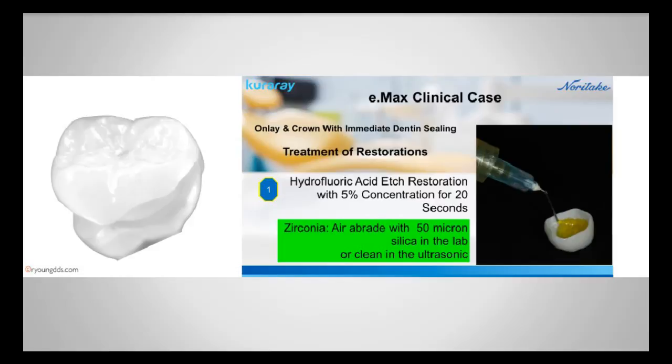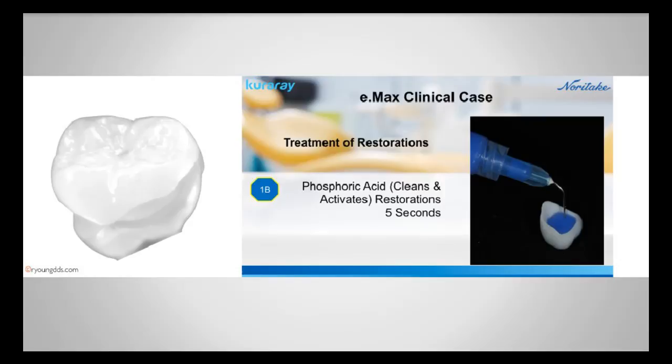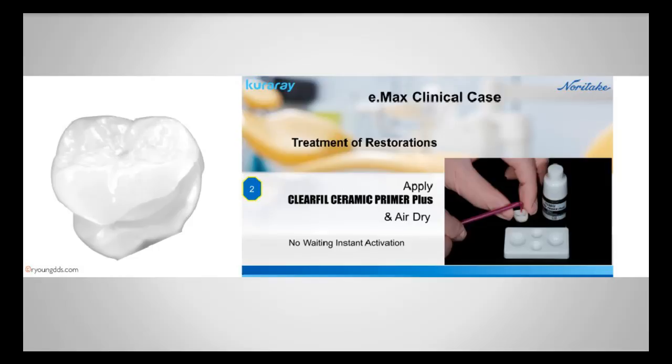Some of you might use Ivoclean if you don't have the air abrasion, but for me, having the air abrasion is so much quicker and easier. So we air abrade zirconia, we hydrofluoric acid etch e.max. We don't air abrade e.max. We clean after the hydrofluoric acid on the e.max with phosphoric acid for 5 seconds. We now put the ceramic primer on the restoration, air it dry.